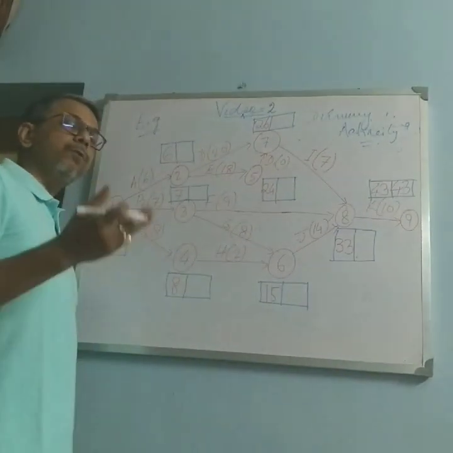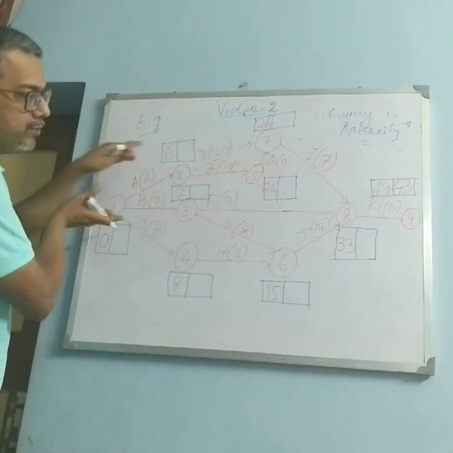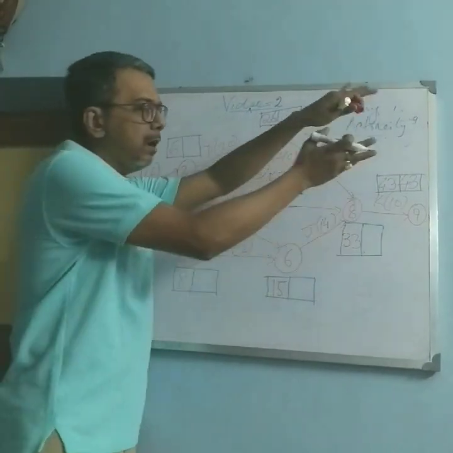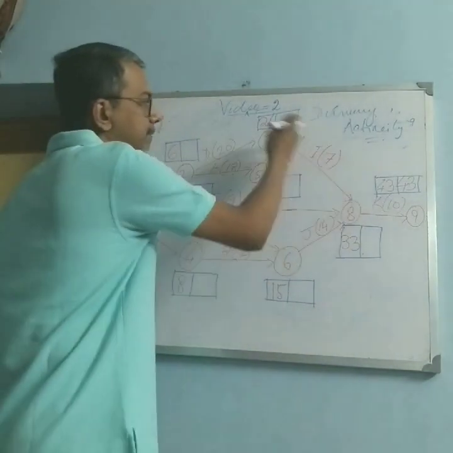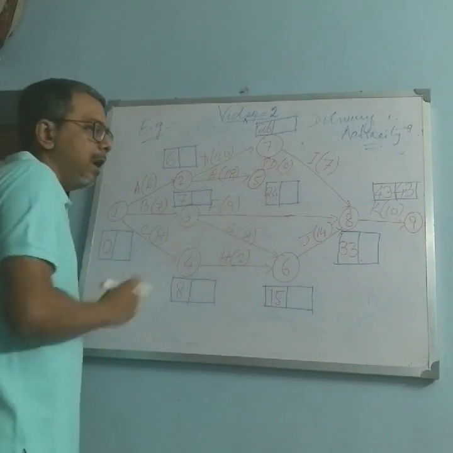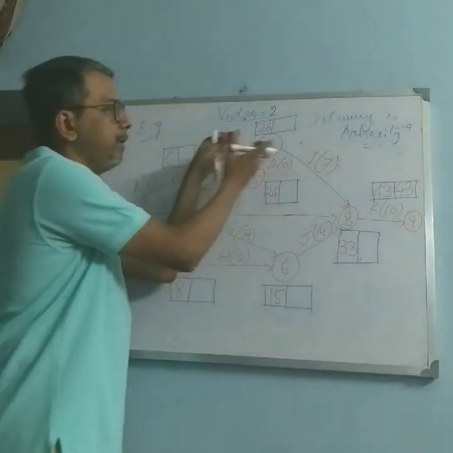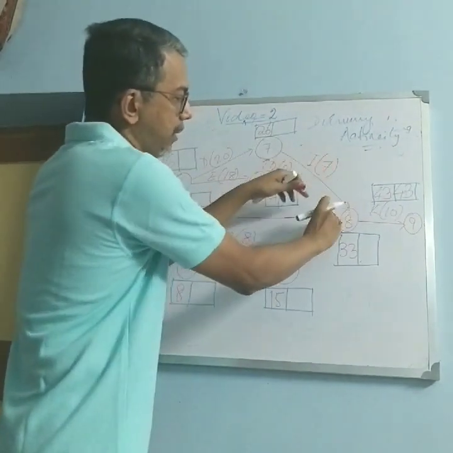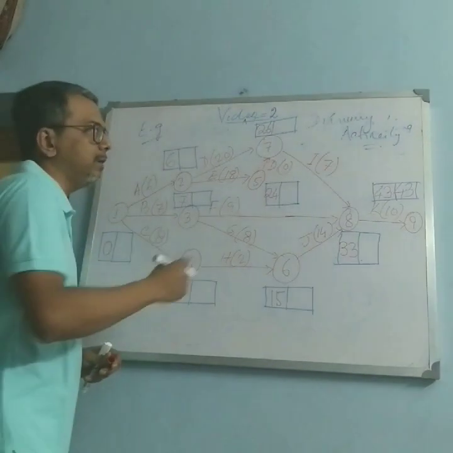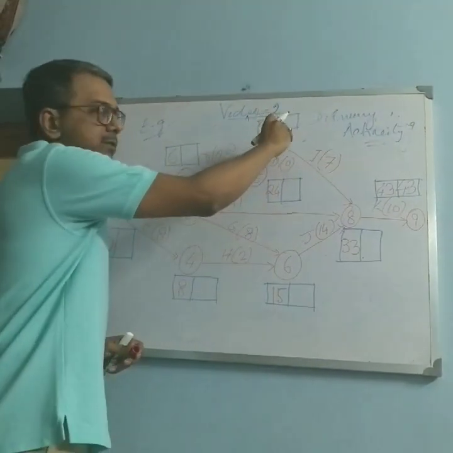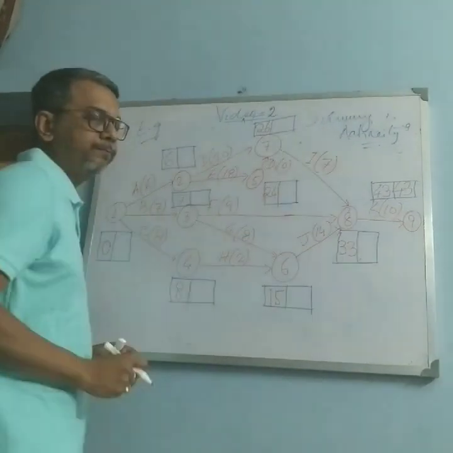Now, we have to use the backward pass calculation. Here we have used the forward pass calculation. Now we will use the backward pass calculation. That means from node 8 we have to come backwards. Now, when we are using the forward pass calculation, we are using the arrowheads. These are the arrowheads. Now when we go with the backward pass calculation, we will go with the arrow tails. These are the arrow tails. We have to consider all the arrow tails.